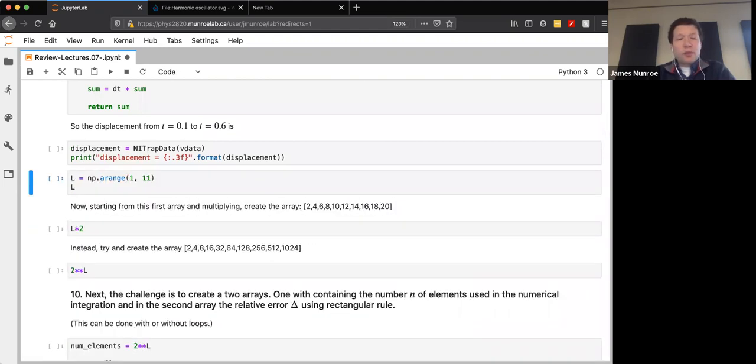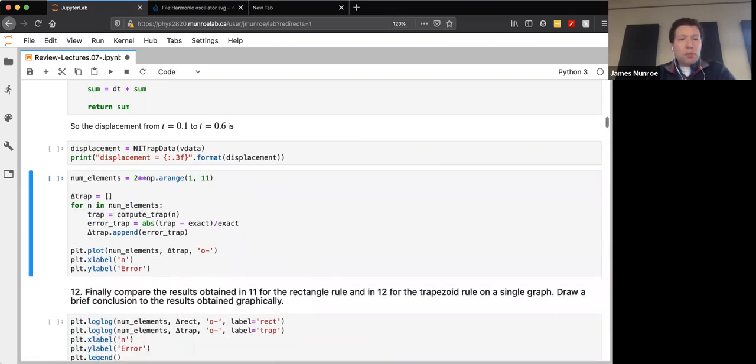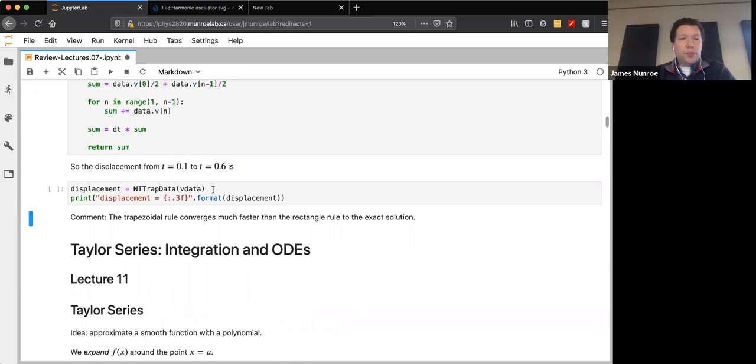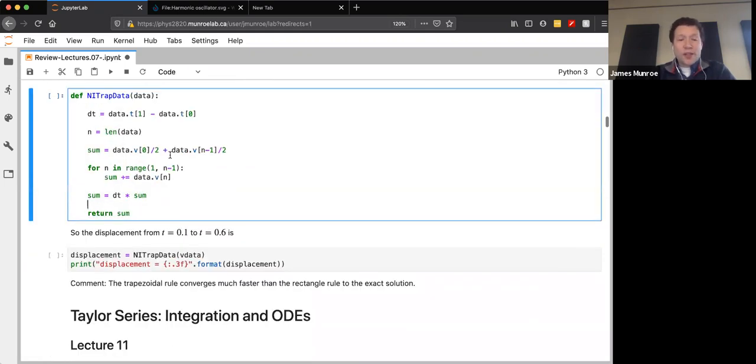Trapezoid rule is better than rectangular rule. You looked at this in the lab, but I don't think I'm going to ask anything about you necessarily in the exam on convergence rates of these different things. So there's two different ways of doing them.